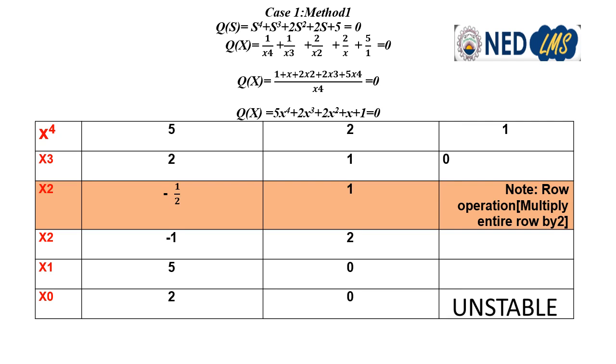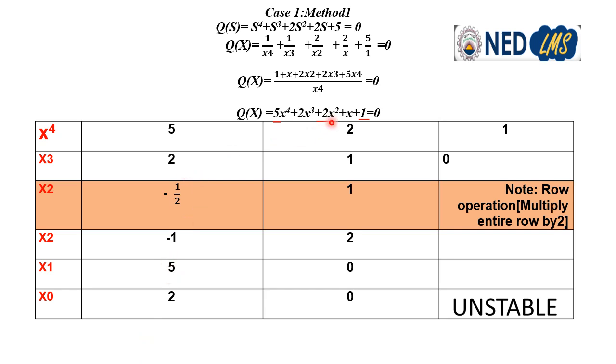And in the second row, 5, 2, and 1, and in the second row the coefficient of x cube is 2, and then we have a coefficient 1 here, so we have put here 1, and there is no other term, so we have put a 0 here. So we have calculated the x square row.